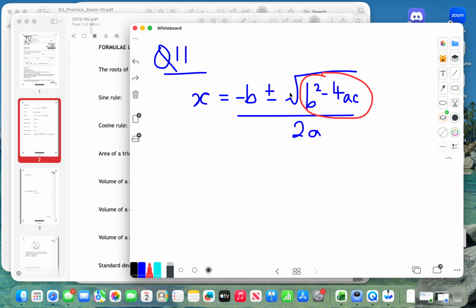Now, if b squared minus 4ac is 0, the square root is 0, so this part would just cancel out and you would get plus minus 0. You would just get one solution. But if this is greater than 0, then you will get the square root of a positive, and you'll get the positive and the negative of it. So this will give you two roots.